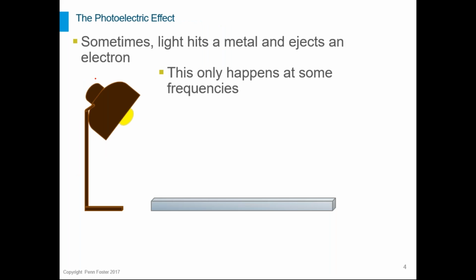So what happens is that sometimes a light wave can hit a piece of metal and eject an electron. So the ray of light hits the metal, and again, we know that light is energy. Light has lots of energy. It gives energy to that metal. The energy goes into an electron. The electron gets thrown off of the metal. It gets ejected. But what's important is this only happens at some frequencies. So some frequencies of light will make this happen and others won't.